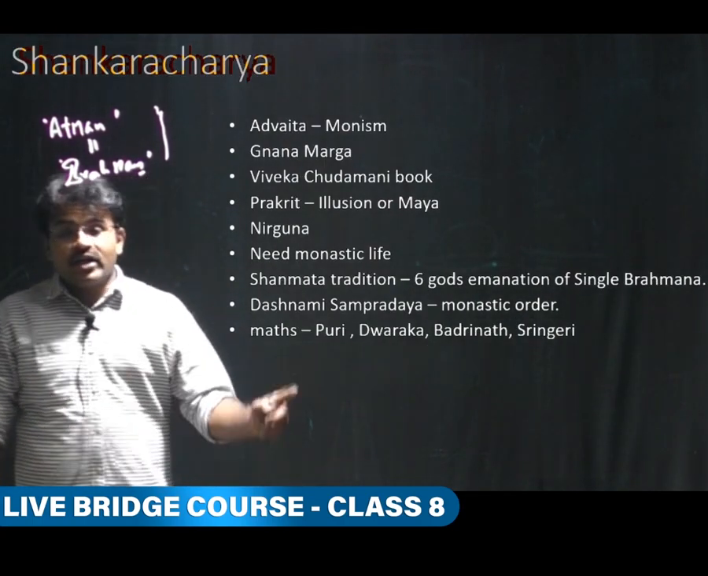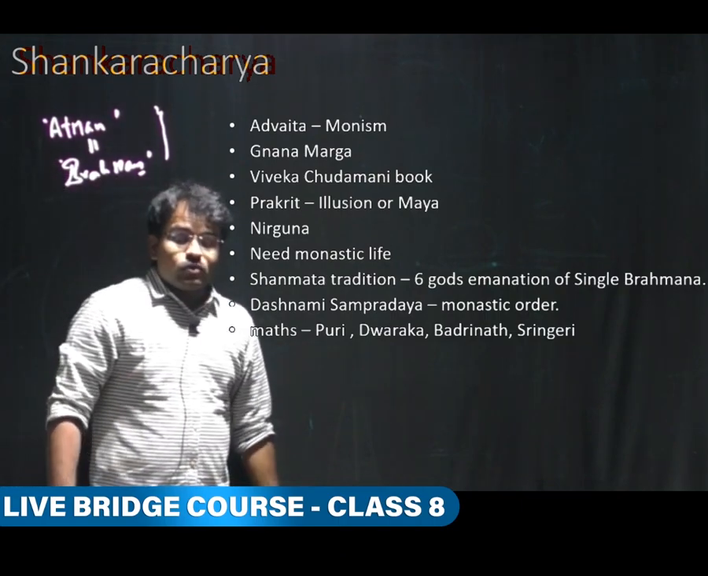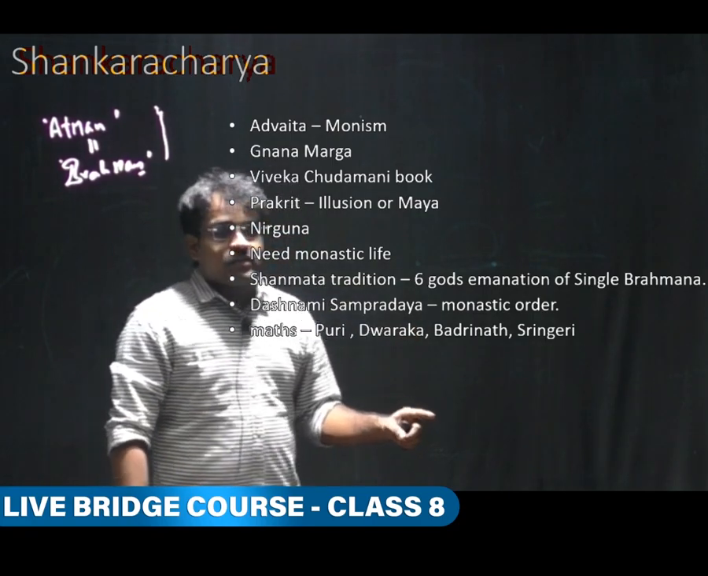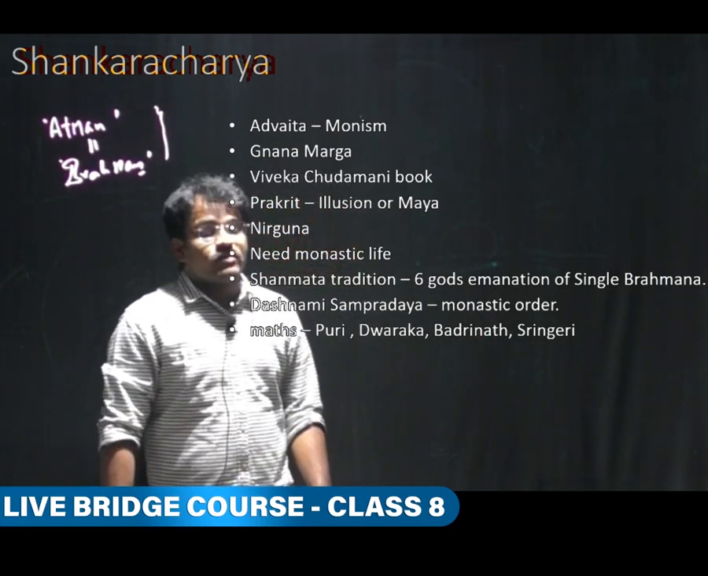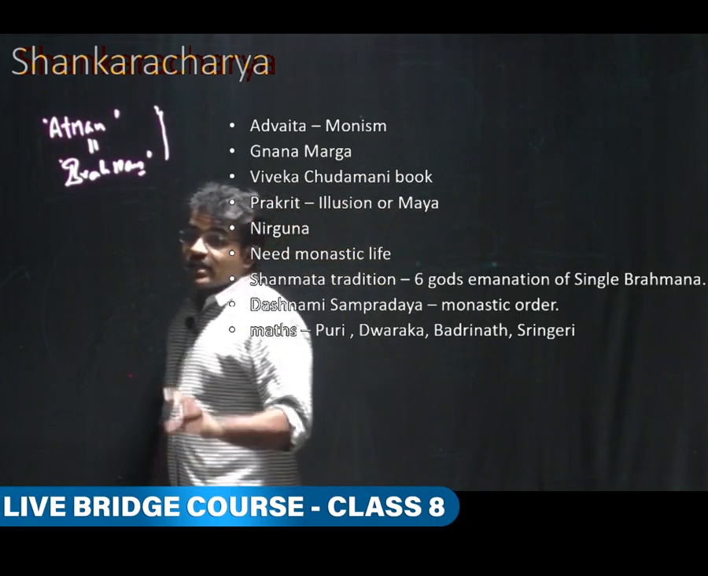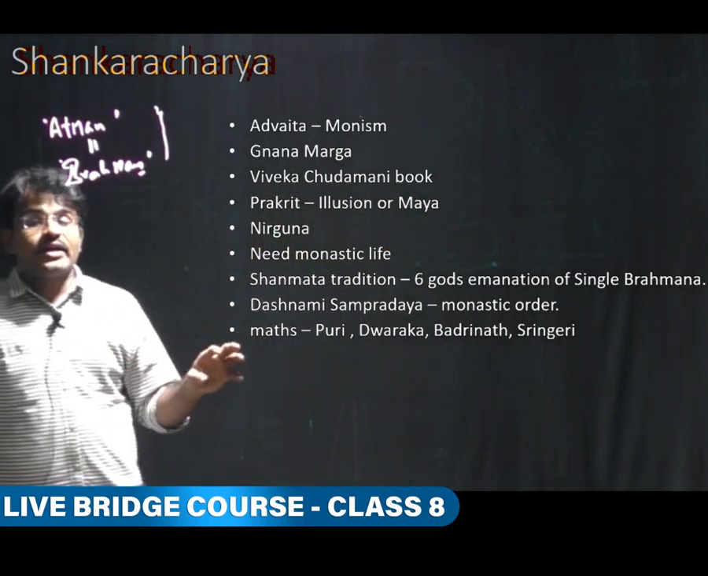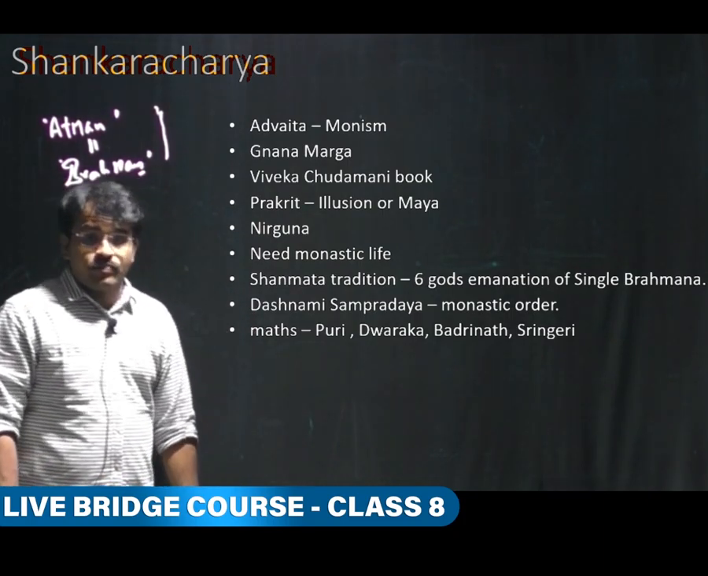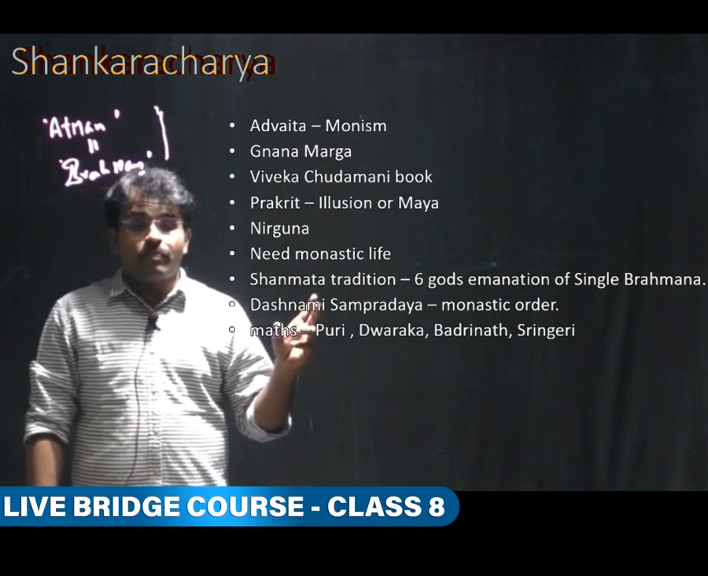One is located in Puri in Odisha. The other one in Dwarka in Gujarat. The third one is in Badrinath in Uttarakhand, and the fourth one is located in Sringeri. These are the 4 different mutts which have been started, and he also started a monastic lifestyle which is known as Dasnami Sampradaya. Even now we find Dasnami monks. All of these people are part of a monkhood.